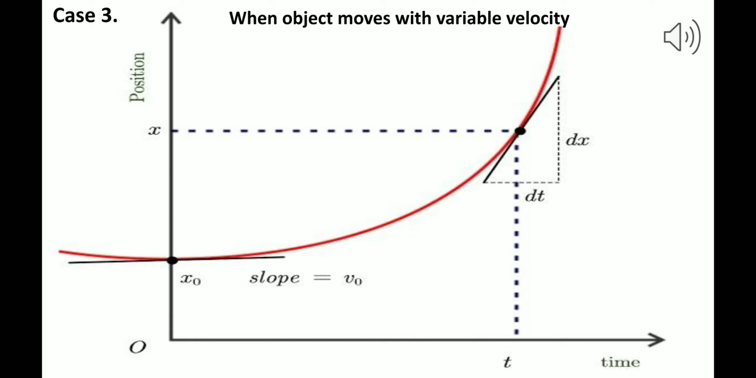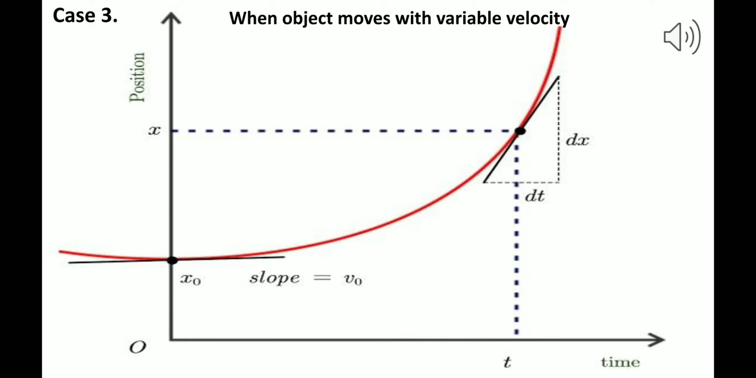And if we have to find out the velocity at any point on the curve, we have to draw a tangent. Now, what is a tangent? A tangent is a straight line touching the curve in one and only one point. A tangent is perpendicular to the radius of the curve when it is a complete circle.